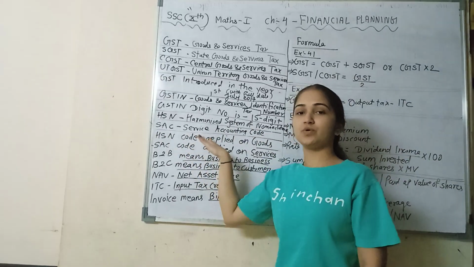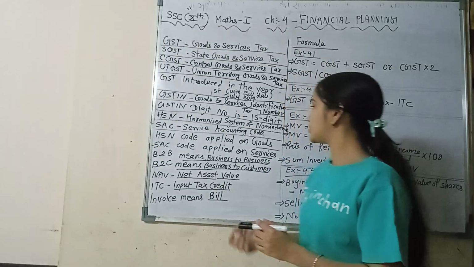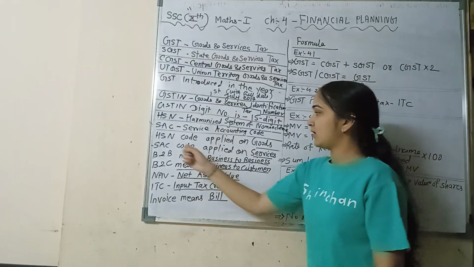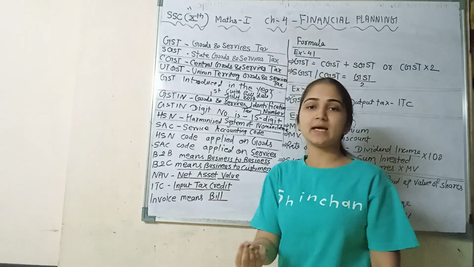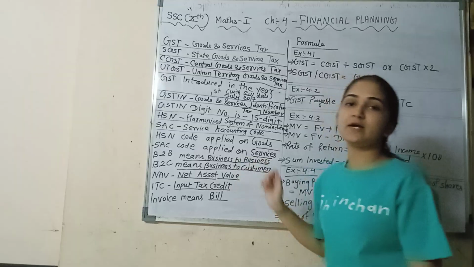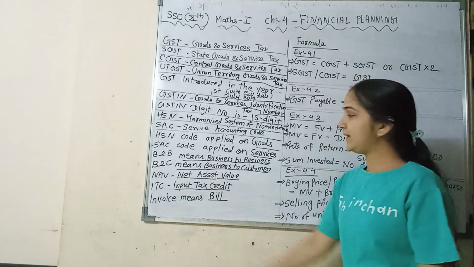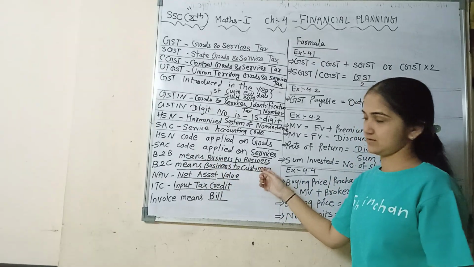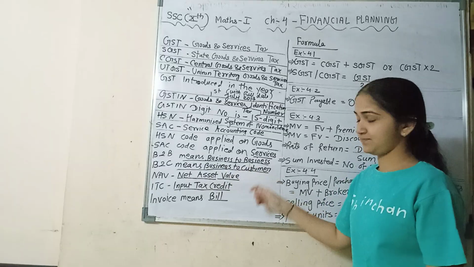Now, the HSN code is mostly seen on the products you are buying. HSN code is applied mostly on goods, which are tangible. Tangible means something we can touch. SAC code is applied on services. Now, B2B. B2B means business to business. B2C means business to customer.